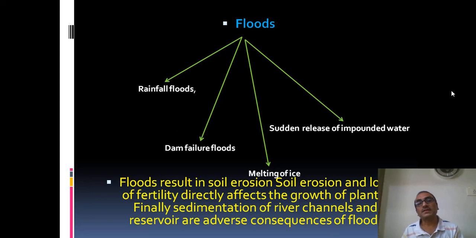Now therefore floods result in not only destruction to human lives and properties, but to nature also it causes harm, because as the water runs on the surface for miles and miles together, it carries away along with it the topsoil, so it causes soil erosion, and somewhere it dumps the soil or the silt as sedimentation in the rivers and channels, and also the reservoirs, and that adversely affects the dams and reservoirs again, and flooding becomes again taking place in future.